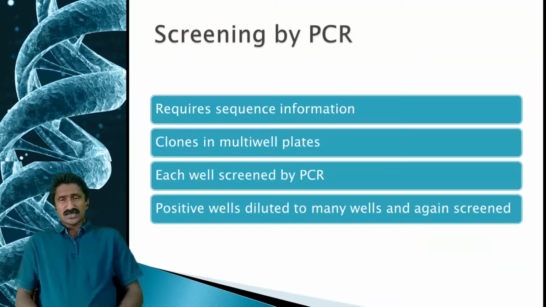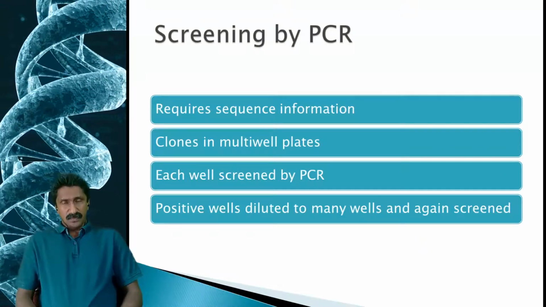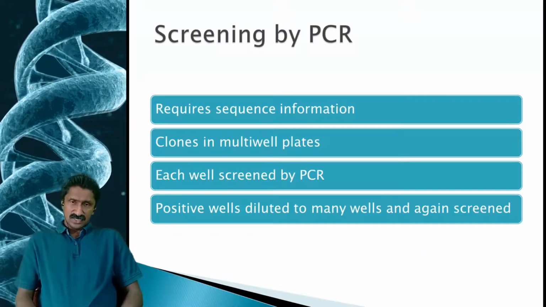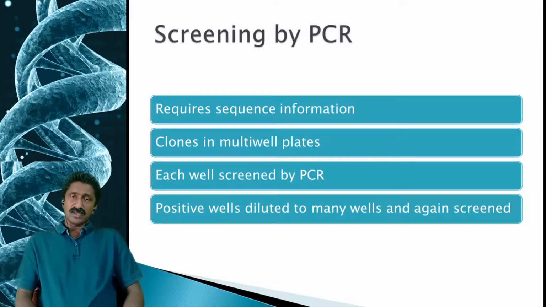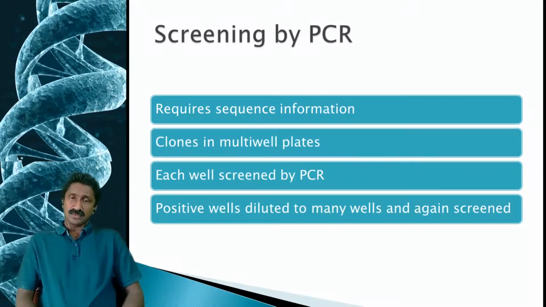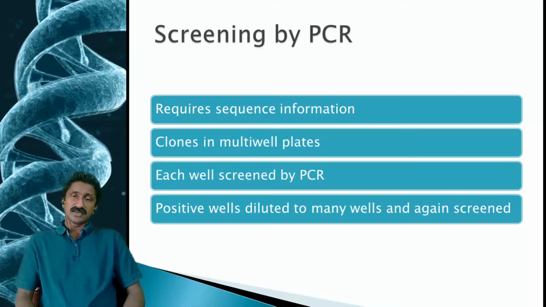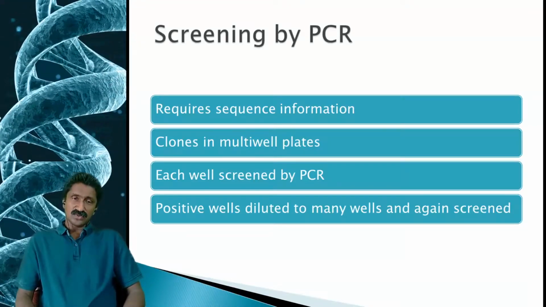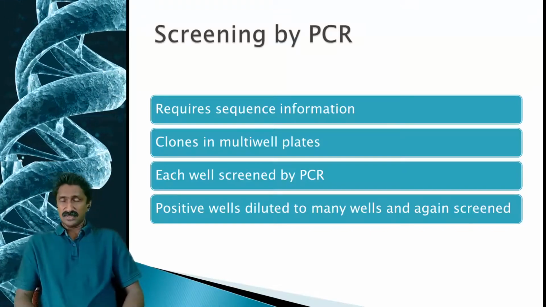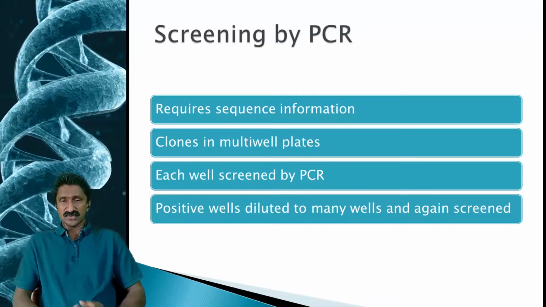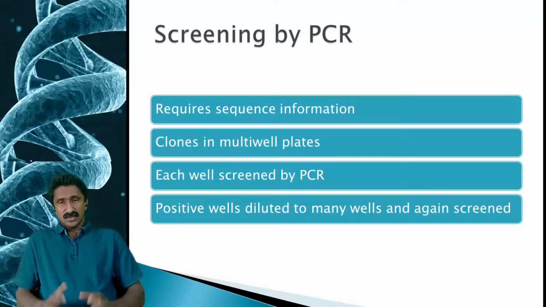So the next technique is based on PCR. It requires sequence information, as you know. PCR requires specific primers, and the specific primer requirement demands knowledge of the sequence. Without the knowledge of the target sequence, you cannot construct a primer and you cannot go for PCR. So it requires sequence information.